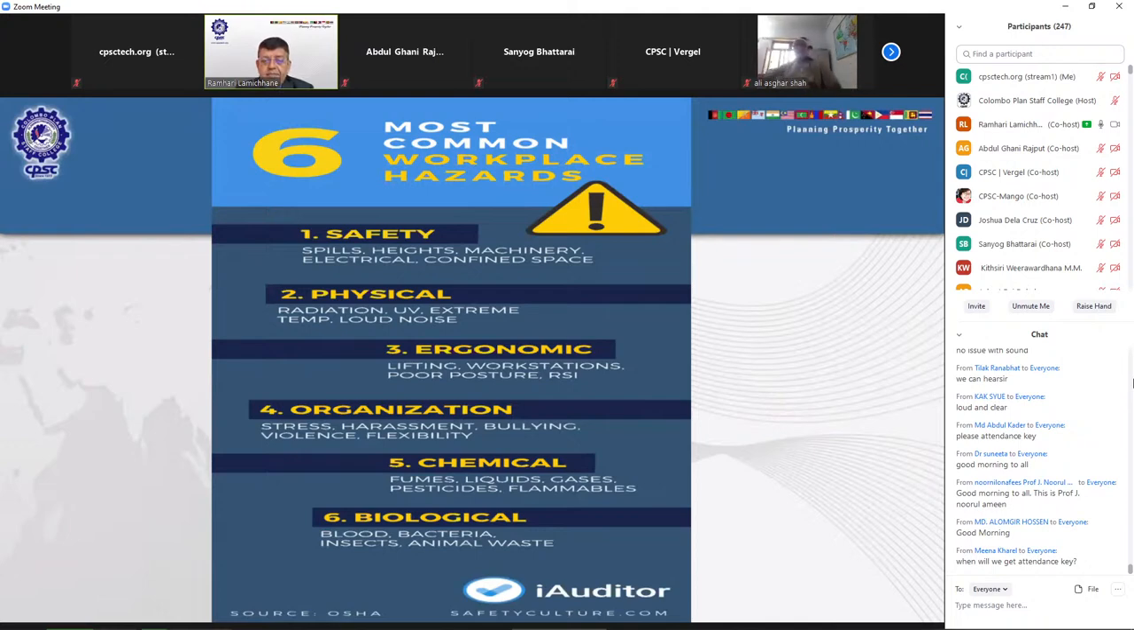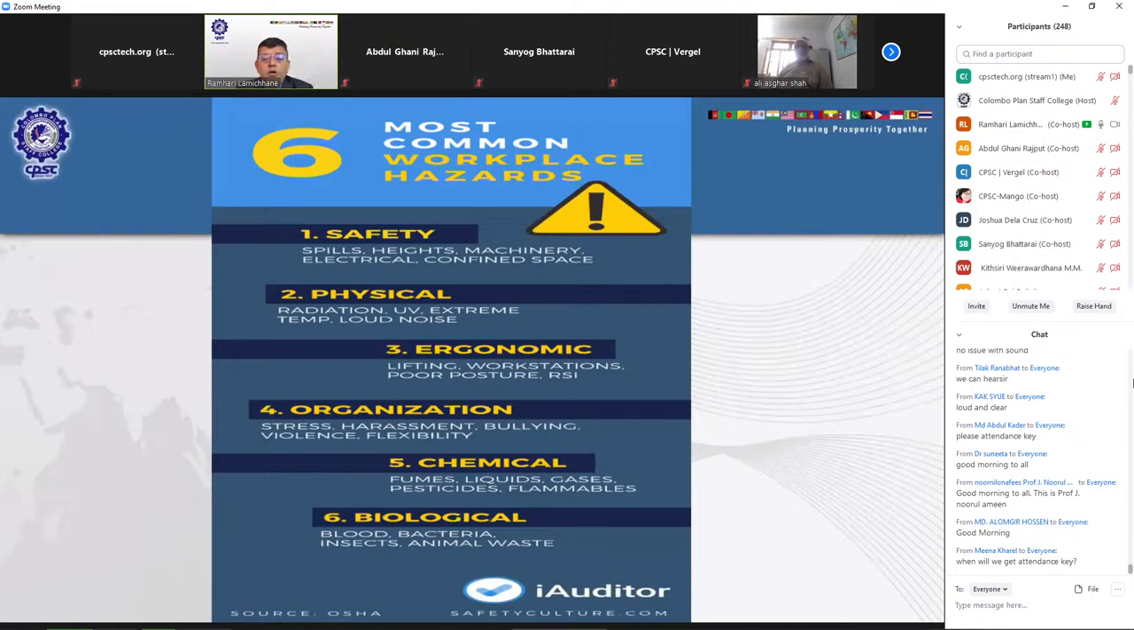Physical hazards, like ultraviolet radiation, UV, extreme temperature and loud noise. If we work in a loud noise environment or extreme, hot temperature, definitely physically it will damage us and sickness will come. Another is ergonomic. Ergonomic means lifting, workstations, and poor postures, like body-related problems. So the physical body-related problems will be there.